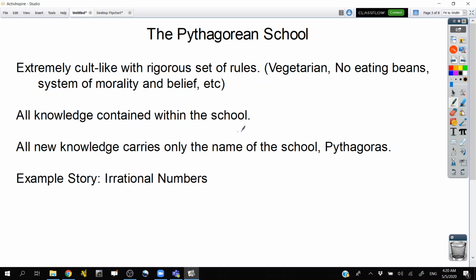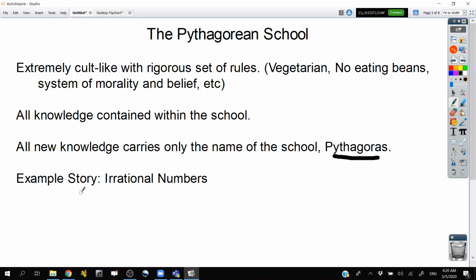All of the knowledge was contained within the school. Schools in this time period did not give away knowledge. They hid the knowledge, so they were the only ones able to solve these problems. And all new knowledge only carried the name of the school, which is Pythagoras, happens to also be the name of the guy. So all of the knowledge in the school was that one guy, and that's it.